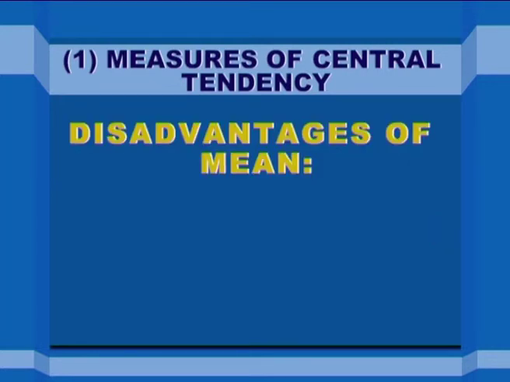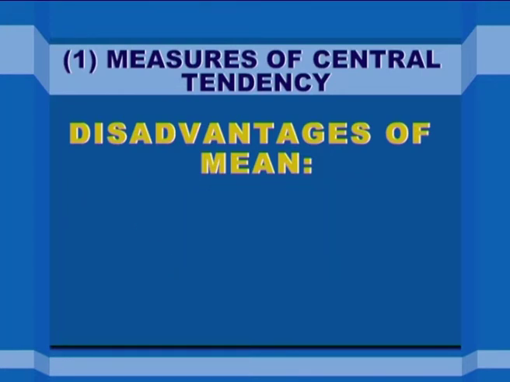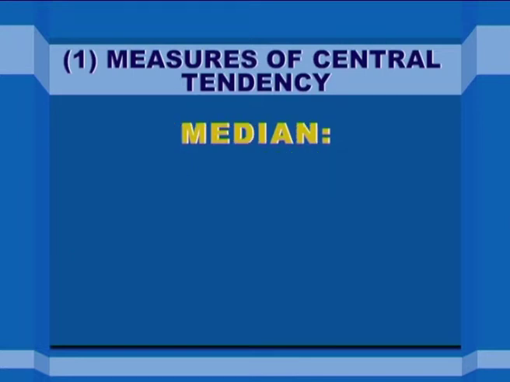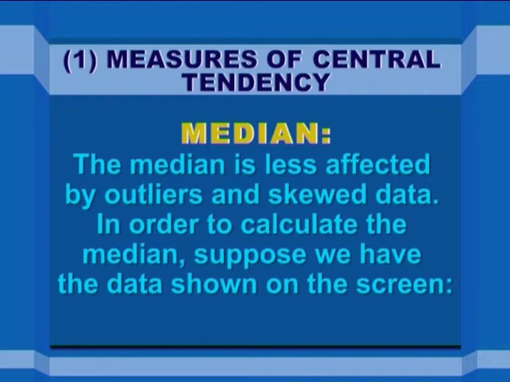It has some disadvantages also. It is unduly affected by extreme items, that is the outliers. Another time when we usually prefer the median over the mean is when our data is skewed. The second method is median. Median is the middle score for a set of data that has been arranged in order of magnitude. It's less affected by outliers and skewed data. In order to calculate the median, suppose we have the data as shown on the screen.